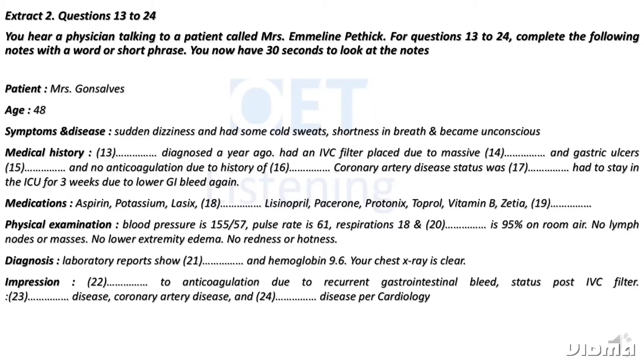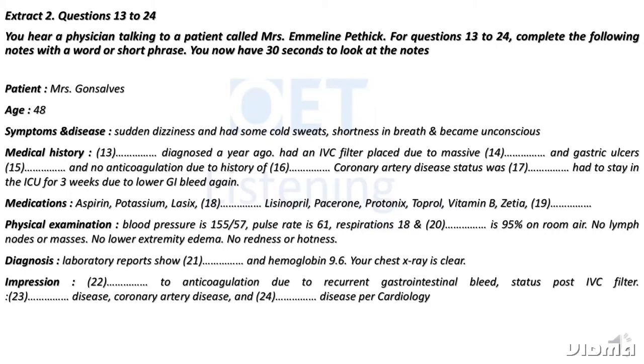Okay. What medications are you taking now? Aspirin, potassium, Lasix, levothyroxine, lisinopril, Pacerone, Protonix, Toprol, vitamin B, Zetia, Zyrtec. Are you allergic to any medicines? Yes, to sulfa. Well, your blood pressure is 155/57.